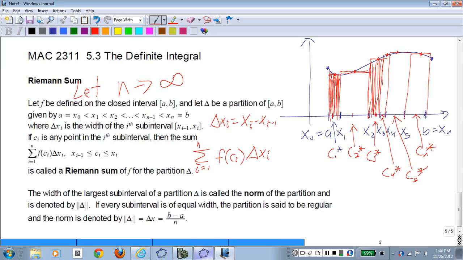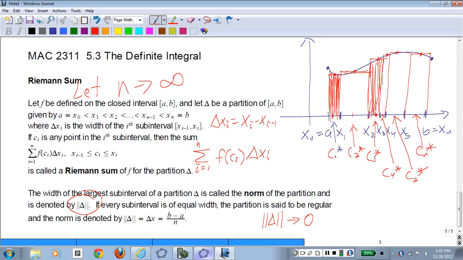But in addition to letting n go to infinity, the length of the largest one, basically this partition is called delta, and we denote the norm of the partition by what looks like double absolute value symbols, and what it means is that the norm needs to approach 0 in order for us to ensure that this is going to be closer and closer and as close as we need it to be to the actual area bounded by the curve.